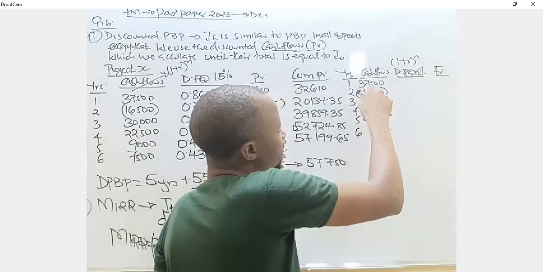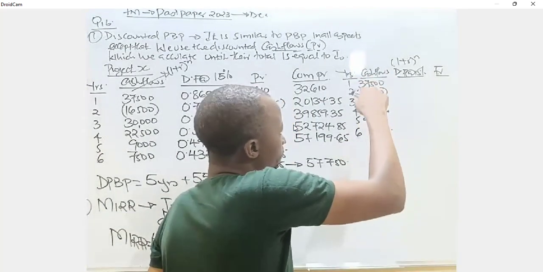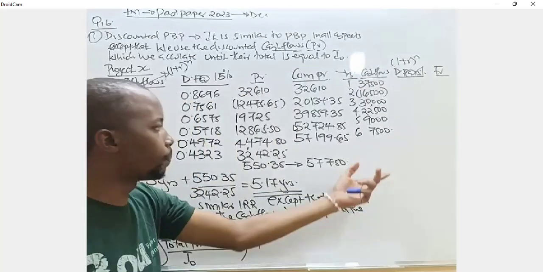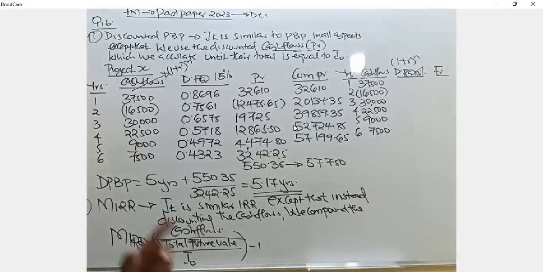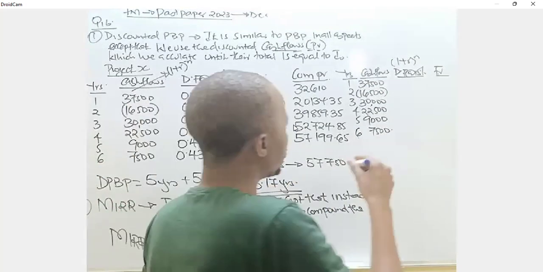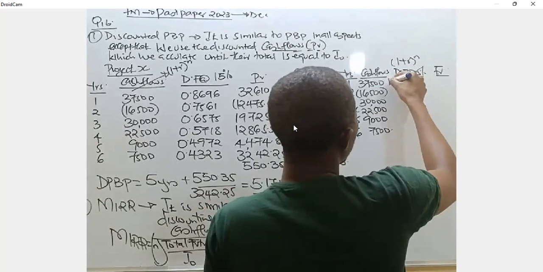If you deposit it today, which is your year one, how many years? Because the maturity period will always be 6 years. So it means your money will be staying there for 5 years. So here we are going to be having a discount factor looking like this.